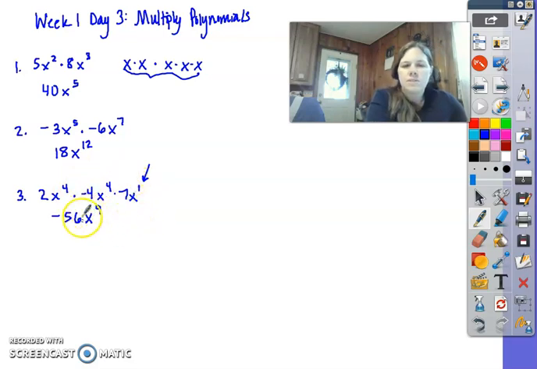Things to look out for, sometimes people forget to write the base. Sometimes I forget to write the variable, so make sure when you're writing your homework answers that you have all the letters accounted for. We'll do one more of these and then we'll change it up just a little bit.